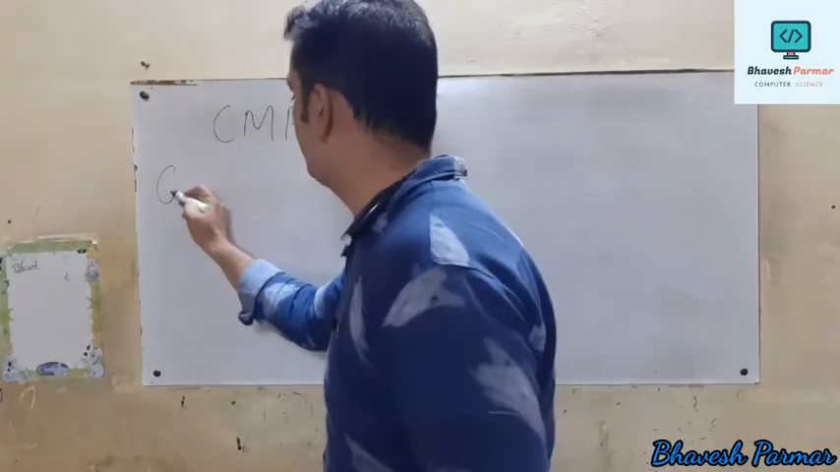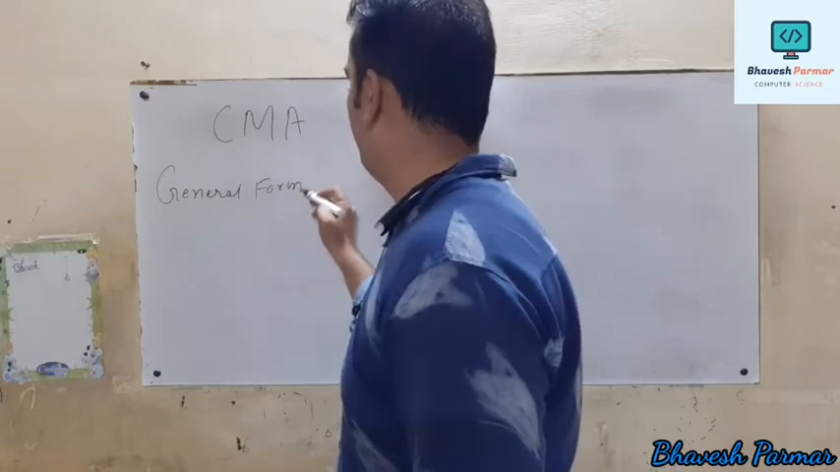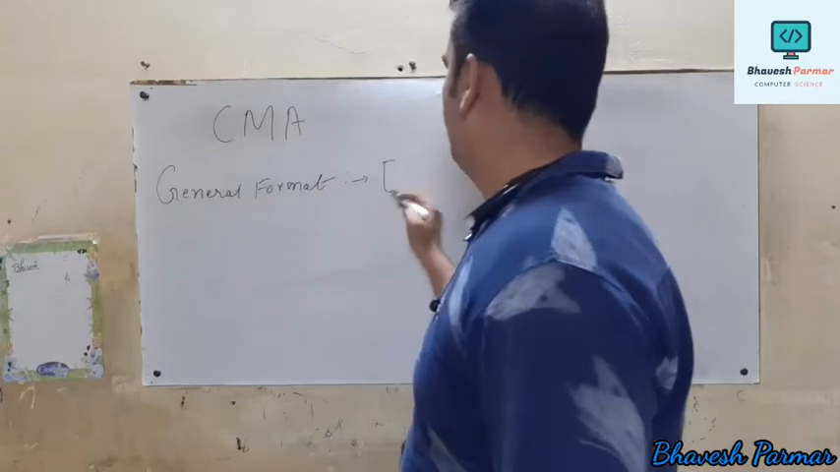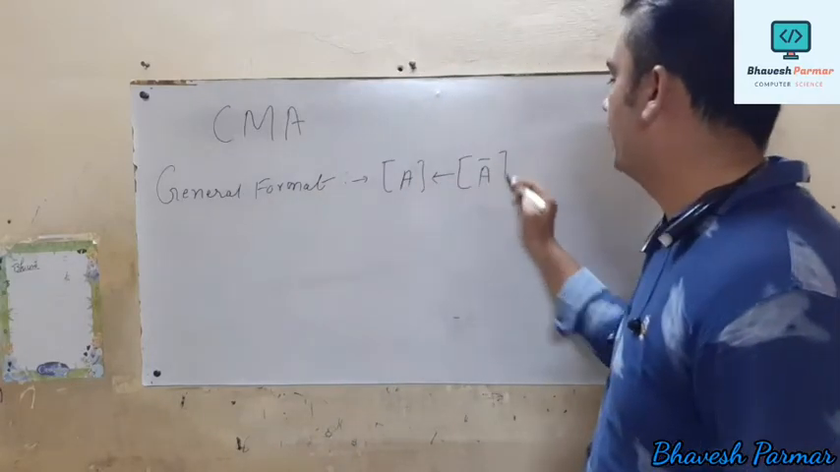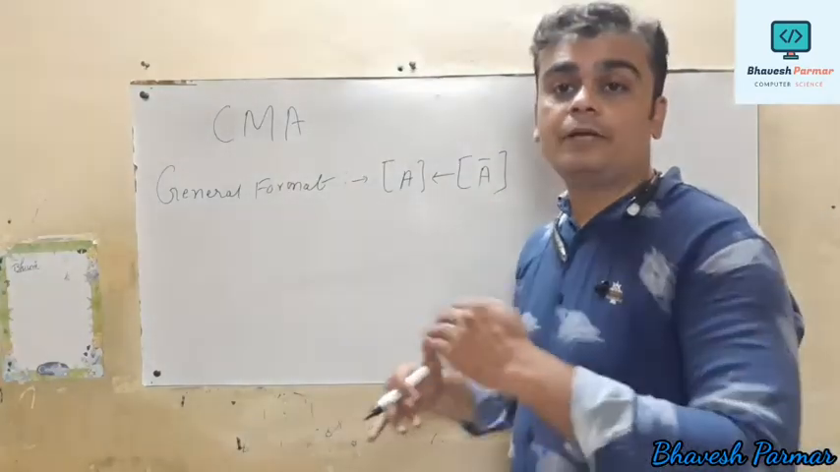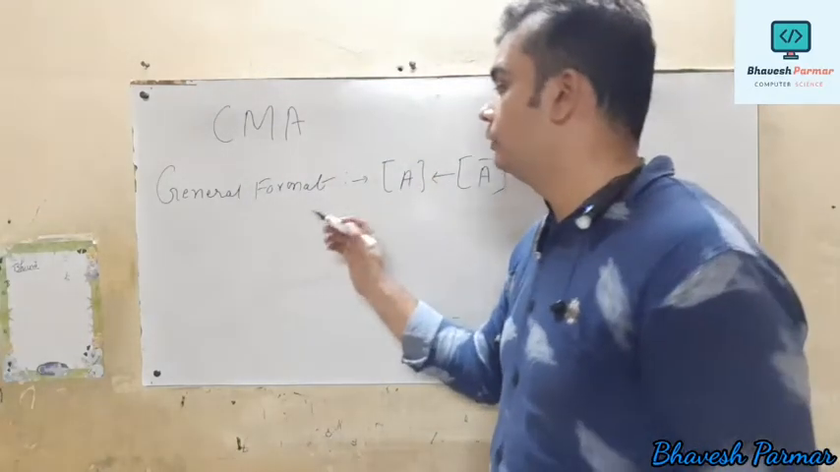So our first point is general format. In the general format, I am writing: content of A arrow content of A bar. It means we have to perform the one's complement of the accumulator, and the result will also be stored in the accumulator only.